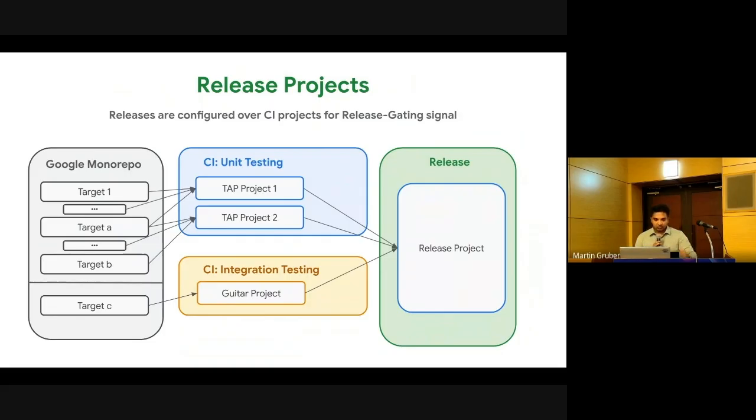To talk about this, we have to break down how CI and release is configured at Google. Broadly, what you should take away from this is, we have a set of build and test targets in the monorepo. And we have CI projects. We have a unit testing CI system, TAP, which is what many of us in the room work on. There's an integration testing CI system called Guitar. Each has a many to few mapping of targets to CI projects. And then multiple CI projects can be included in a release project to gate releases on having passing statuses from all of those CI systems.